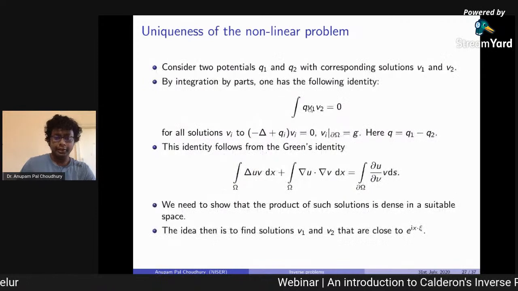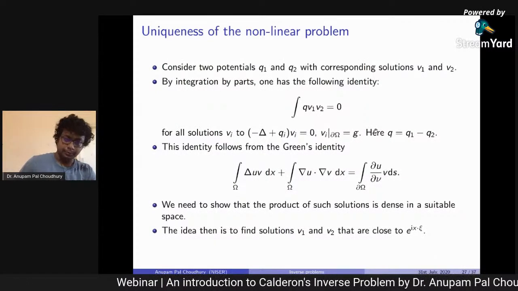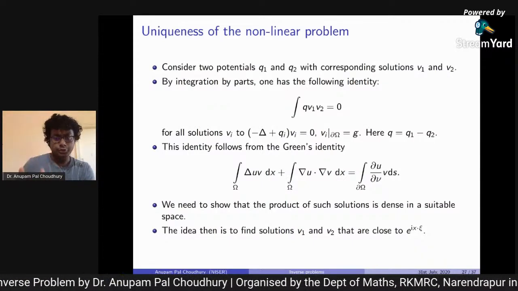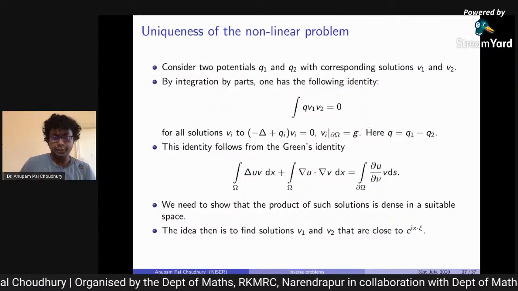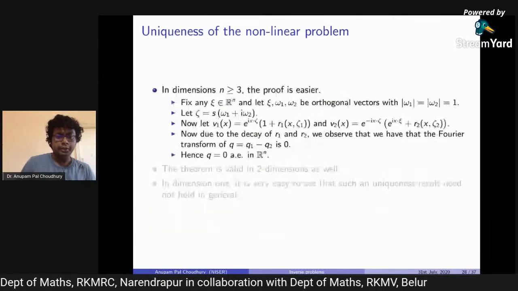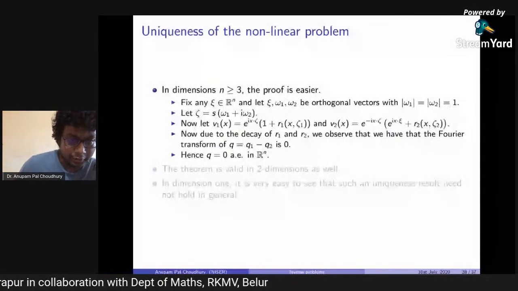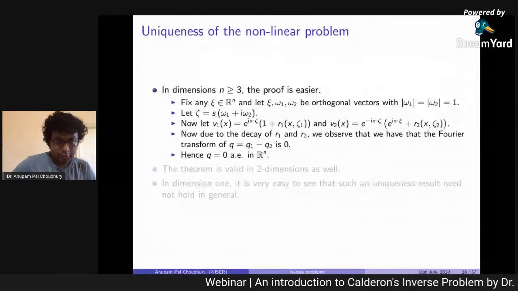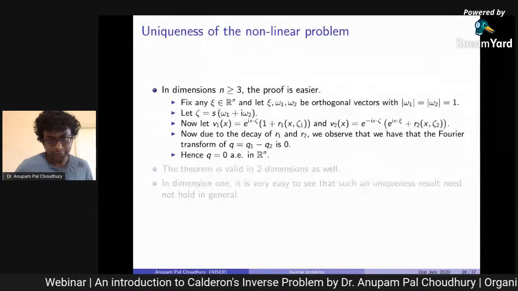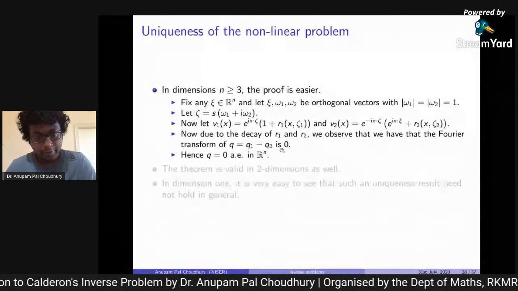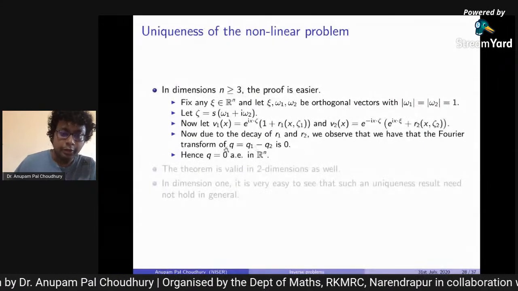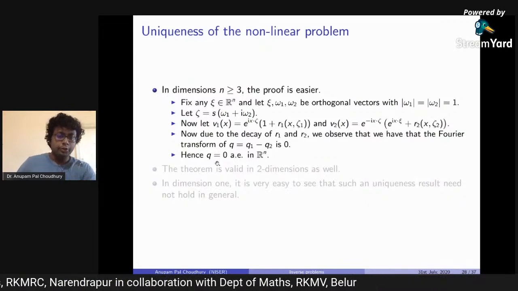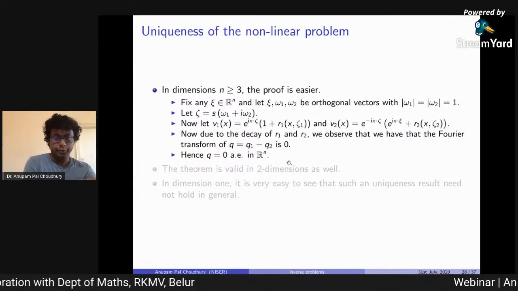You plug everything in here and see that the leading term will give you the Fourier transform of Q. The other terms will go to 0 as mod zeta tends to infinity. And how do you make mod zeta tend to infinity? Look at this parameter S sitting here. You can take it as large as possible. This will give you a class of such zetas that you can play around with. And as soon as you have this information, you have the proof that the Fourier transform is 0. Hence you can immediately conclude that Q equals 0 almost everywhere in Rn.